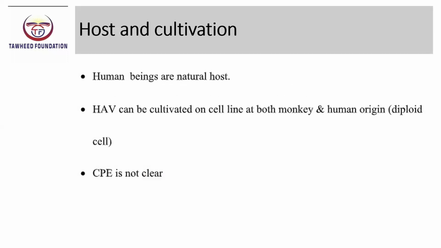Host cell and cultivation. HAV naturally infects humans and some primates. In laboratory conditions, HAV can be cultivated in human cell lines, but replication is often slow and requires specific culture conditions. Since HAV is non-cytopathic, its detection in culture relies on immunological or molecular techniques rather than visible cytopathic effects.